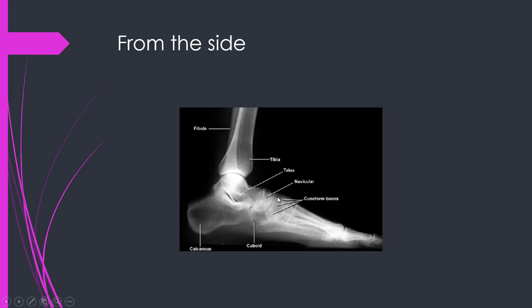Here's a look at your foot from the side. You can see here's your fibula, your tibia, your talus, your cuboid. This whole back portion of your heel is your calcaneus. You can see the navicular in this view, and you can also see those cuneiform bones that are now superimposed.